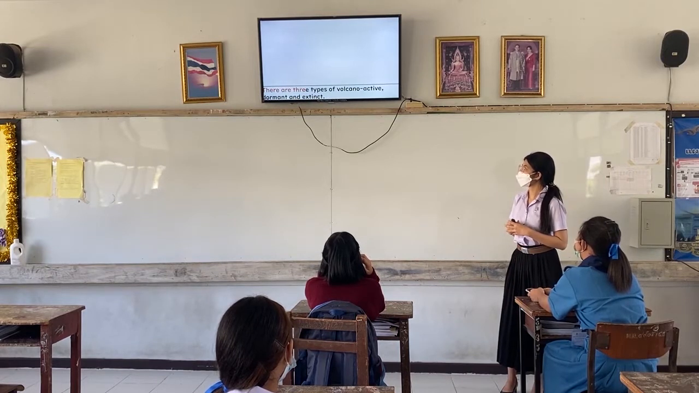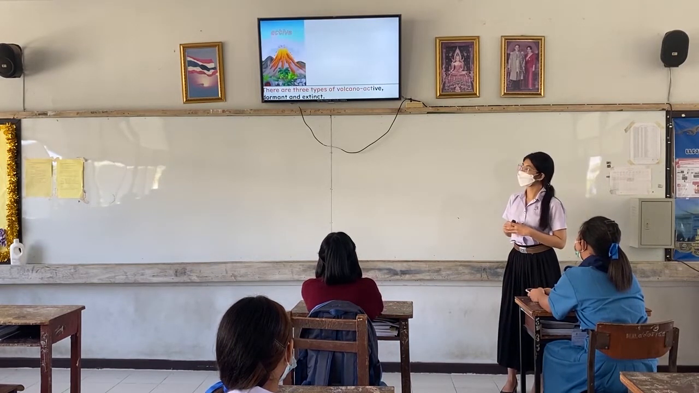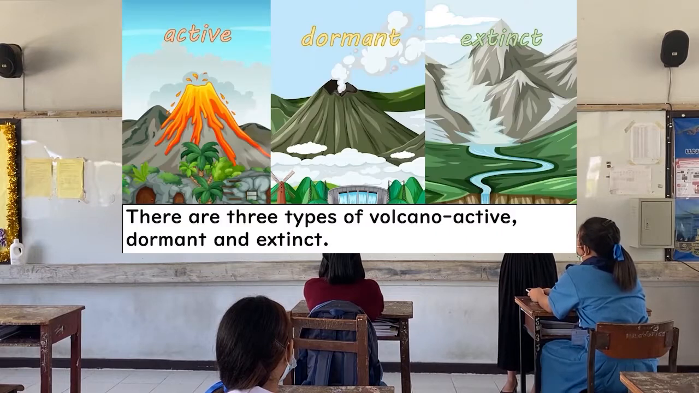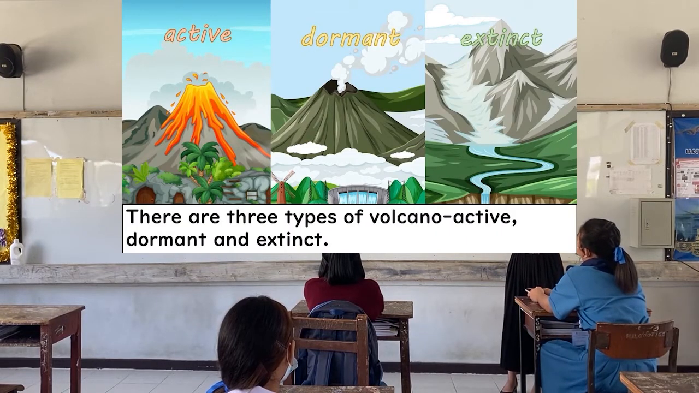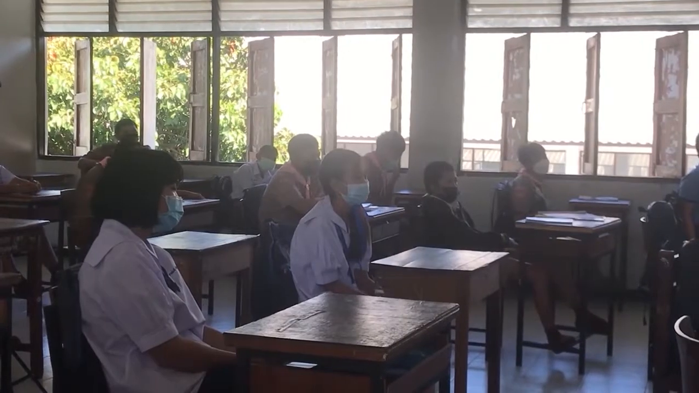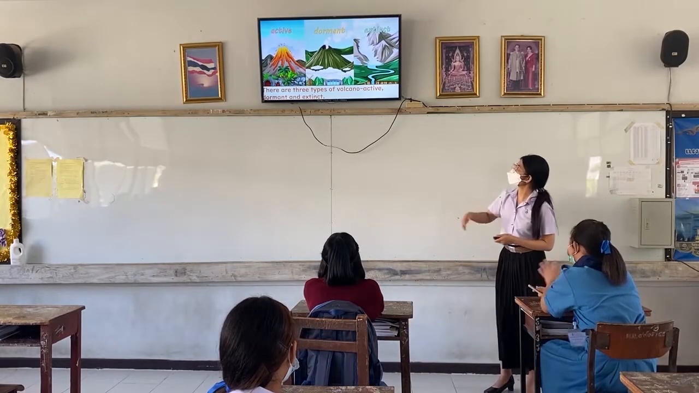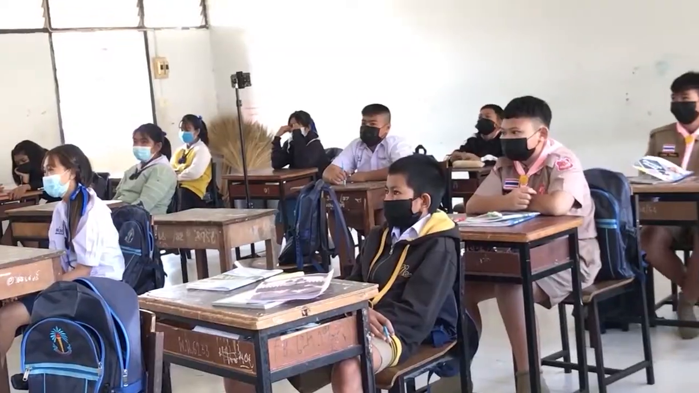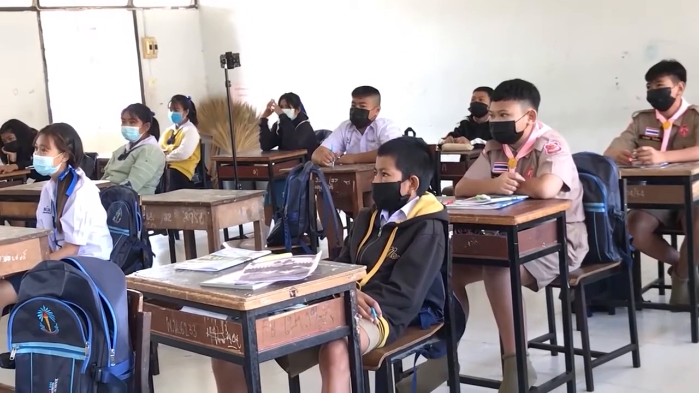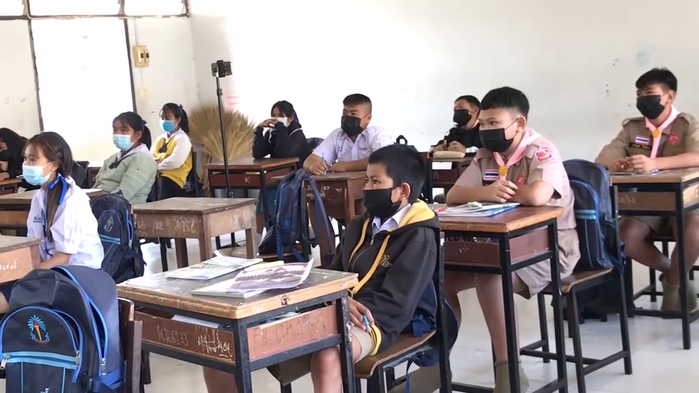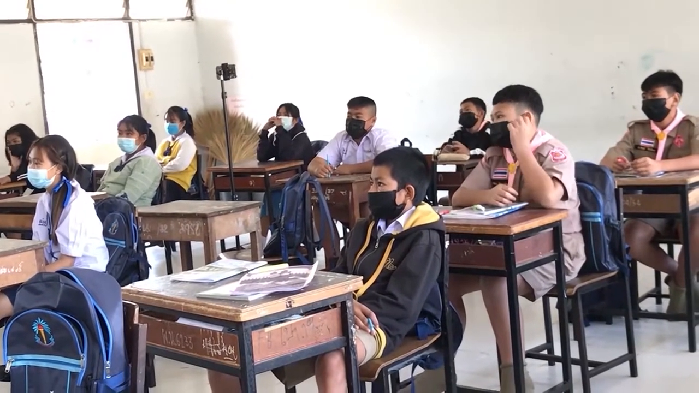There are three types of volcano: active, dormant, and extinct. How many types of volcanoes? Three, right? Three types of volcanoes. First one is what? Active. And the last one? It's extinct. Good job.